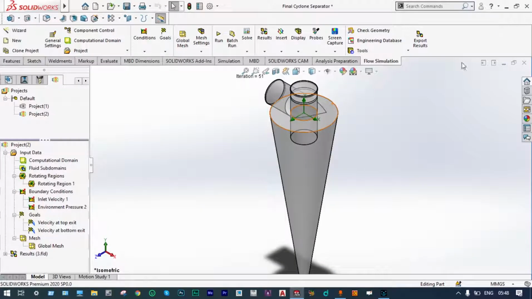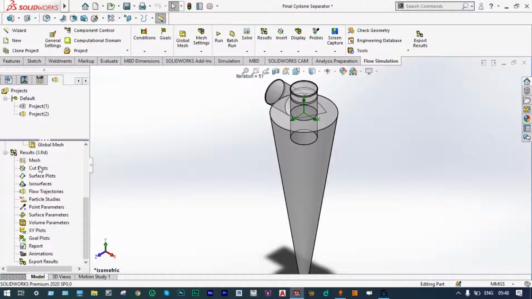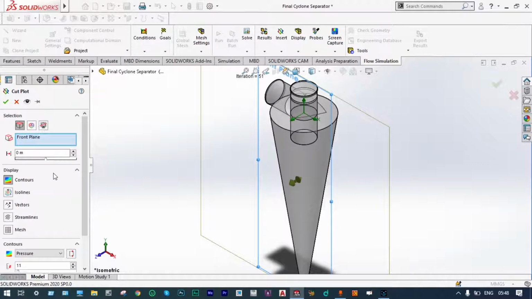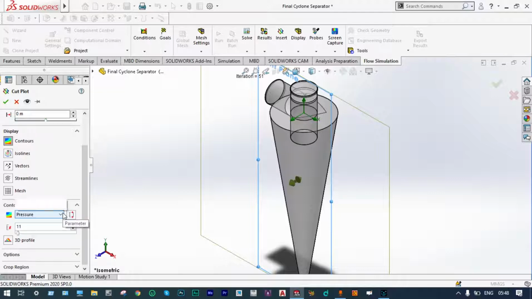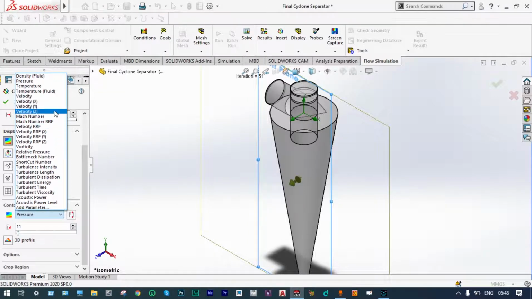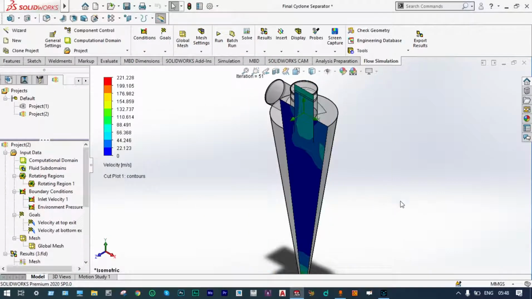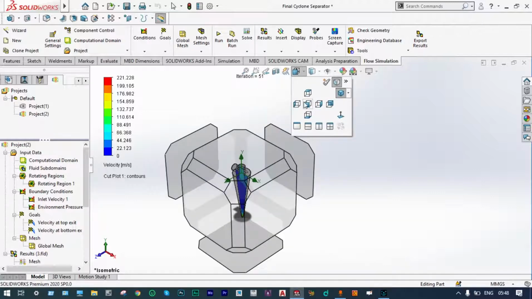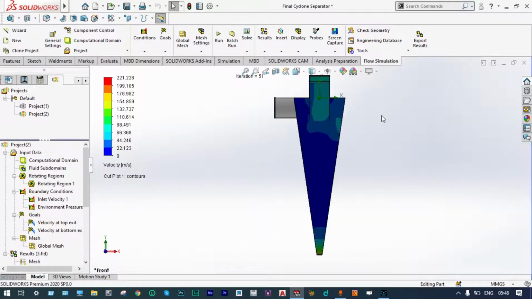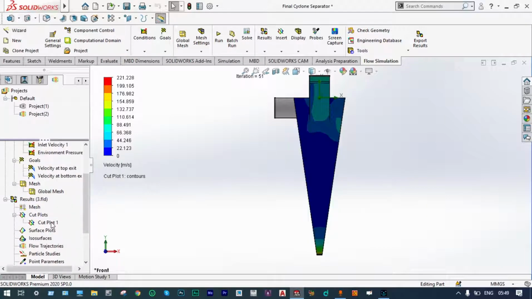Let us close these things. Results, and you want to see cut plots. Insert cut plots. You want to see from front plane, and from here you want to see velocity and pressure both separately. First of all, we'll see velocity of fluid particles. Green check. Let us see from front plane. We can have a view from front side. Let us play this. We can see the velocity of fluid particles through this cyclone separator.